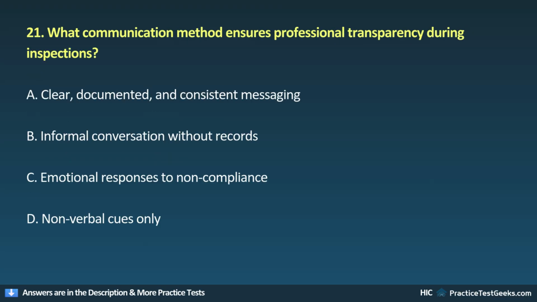21. What communication method ensures professional transparency during inspections? A. Clear, documented, and consistent messaging. B. Informal conversation without records. C. Emotional responses to non-compliance. D. Nonverbal cues only.